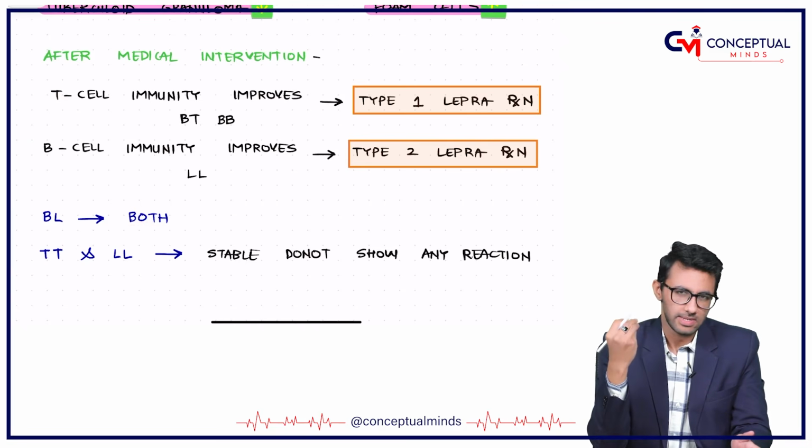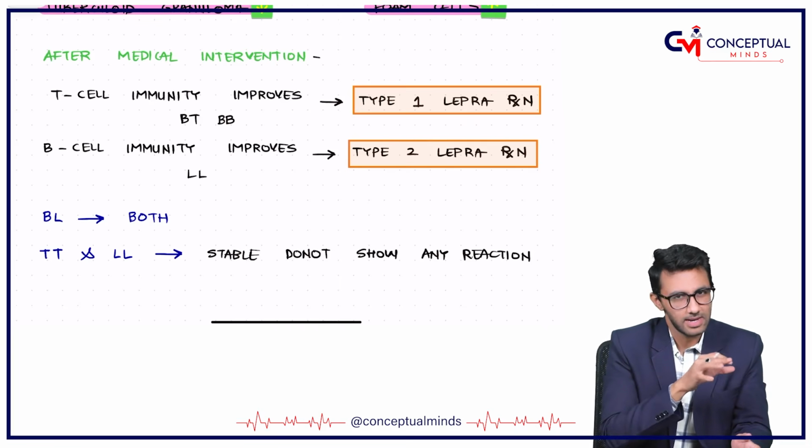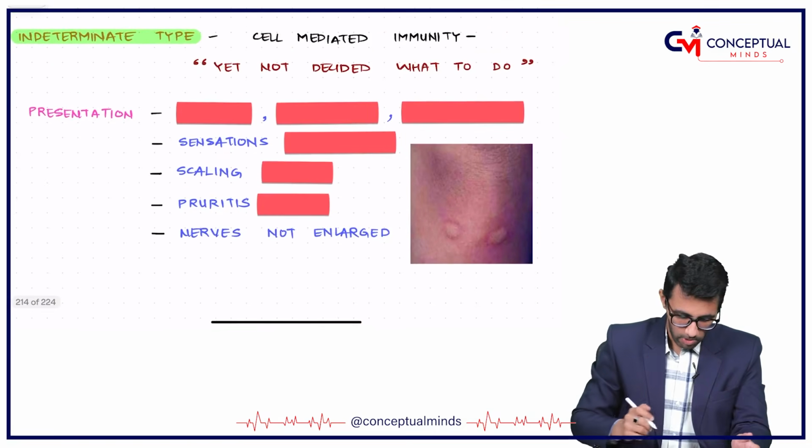Because they are the stable type. Okay, they are the stable type ones. All right, so let us go on to the types of leprosy. We will start from the indeterminate type and go to the determinate type. Okay, how about the indeterminate type?